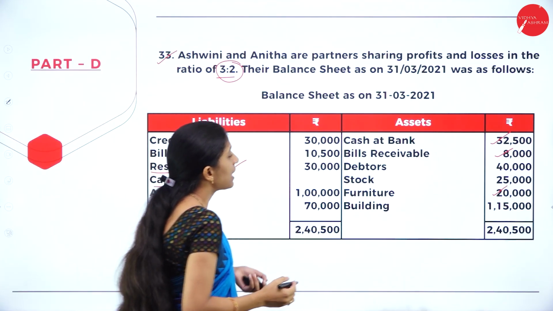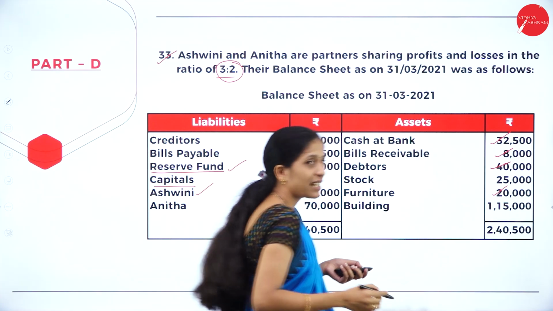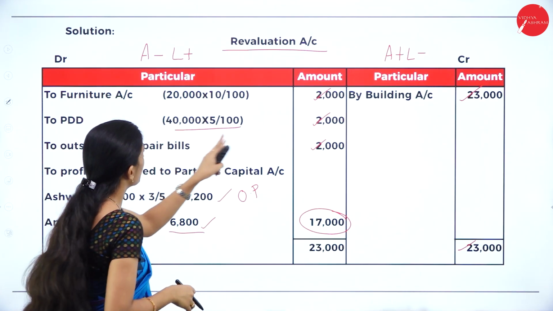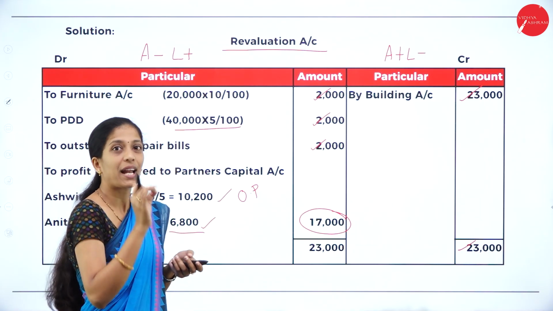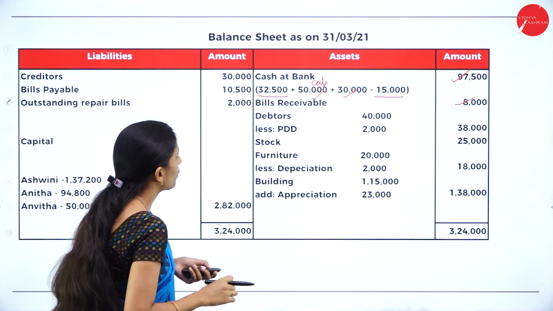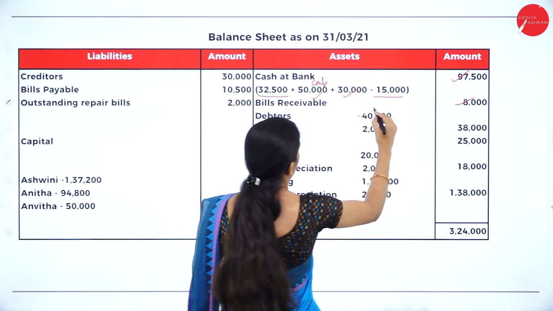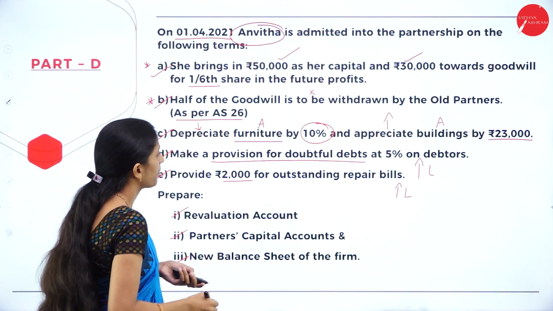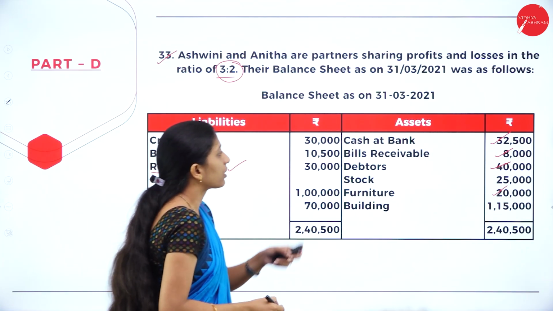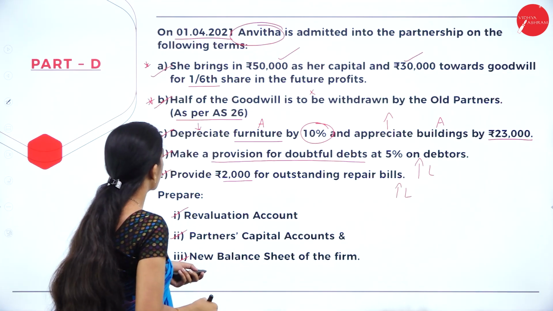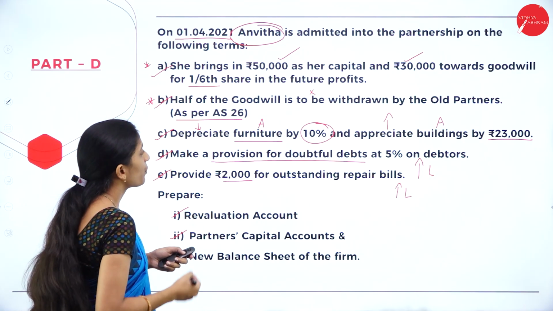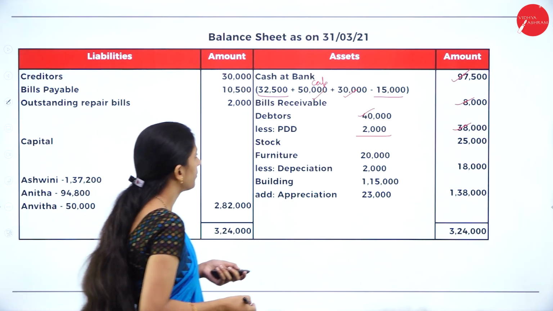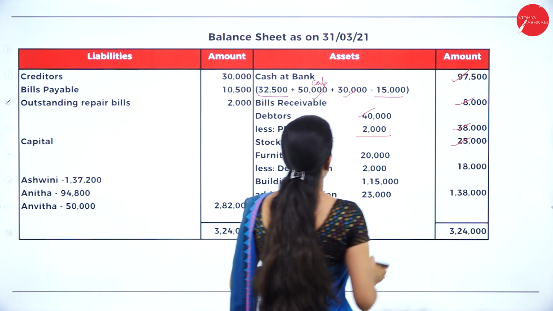Next we have debtors 40,000, but a PDD has to be created. We have created that PDD. So how much was PDD? 2,000. So minus that PDD. So how do you write? 40,000 minus 2,000, outer column 38,000. Next one, stock 25,000. Any adjustment relating to stock? We don't have any other adjustment. So take it directly. Stock 25,000.